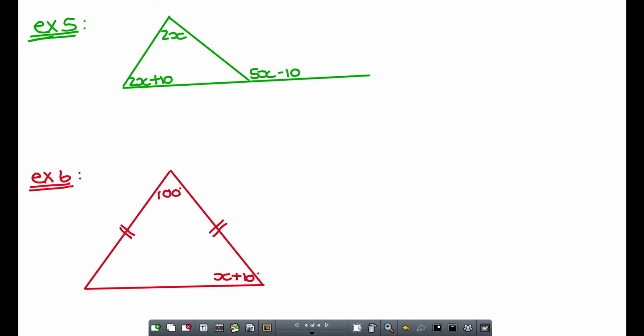So you're going to have this: 2x plus the 2x plus 10. Right? So can you see I added my two interior angles? And that will be equal to the exterior angle of 5x minus 10. Are you fine with that? Okay, then we've got to have a reason. Sorry, over here, but my space is a bit limited. So we're going to say exterior angle triangle. That's your reason.